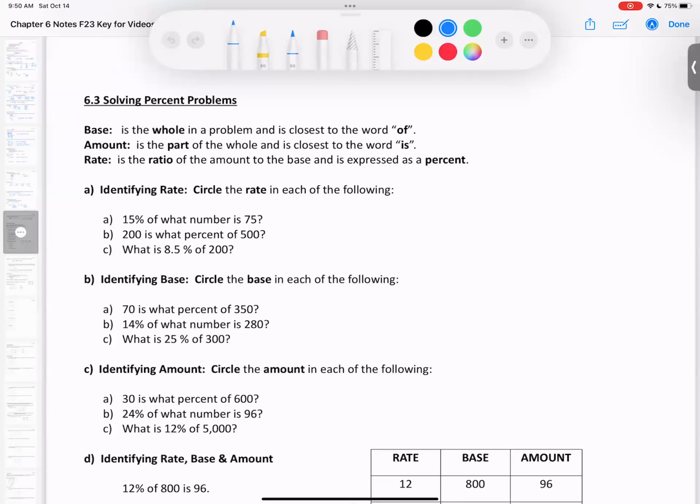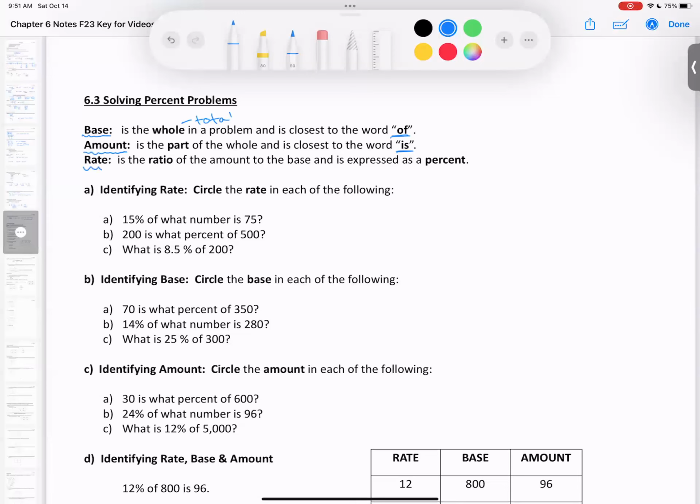When I say the base, that's the whole amount or the total. This is like what it's out of, and so often it's closest to the word of. In 35 of 40 people, the 40 would be the base. The amount is going to be the other number. It's the part of the whole, and usually it's closest to the word is. So of is for the base, is is for the amount.